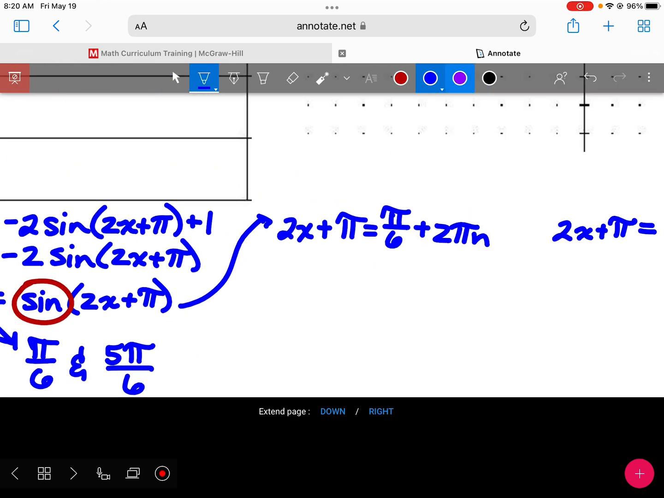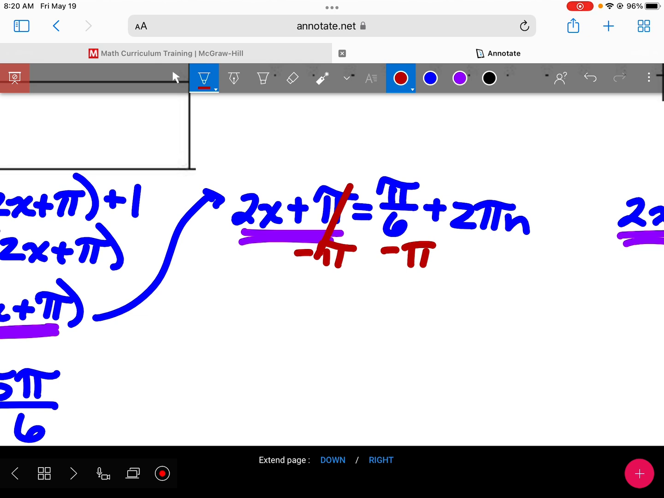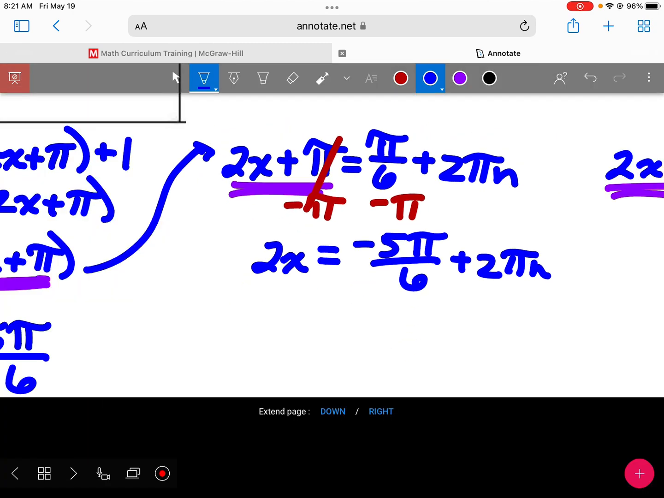So I take what's inside the parentheses and set it equal to those two locations on the unit circle. And then I have to add 2 pi n because I want to grab every single x-intercept. So now we're going to solve this for x. I'm going to subtract pi from both sides. What is pi over 6 minus pi? Negative 5 pi over 6 plus 2 pi n.